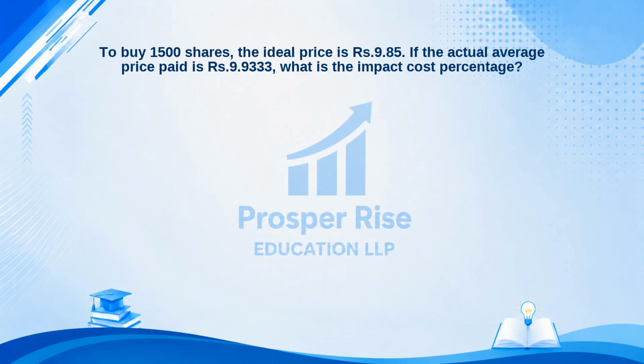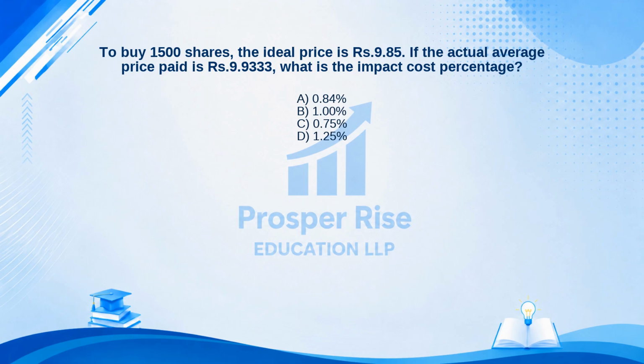To buy 1500 shares, the ideal price is rupees 9.85. If the actual average price paid is rupees 9,09,333, what is the impact cost percentage? Here are your options. A. 0.84%. B. 1.0%. C. 0.75%. Or D. 1.25%. Take a moment to pause the video and decide.